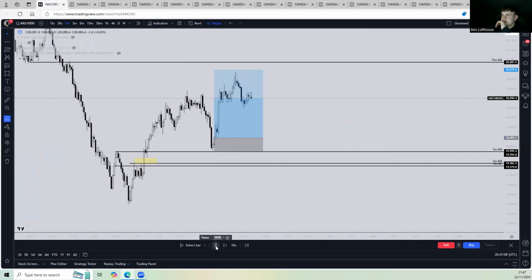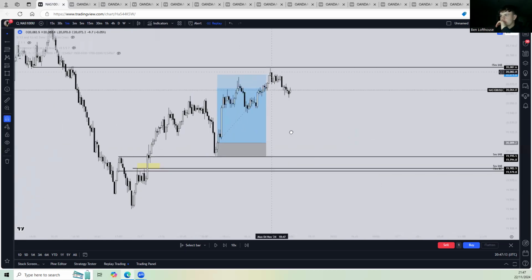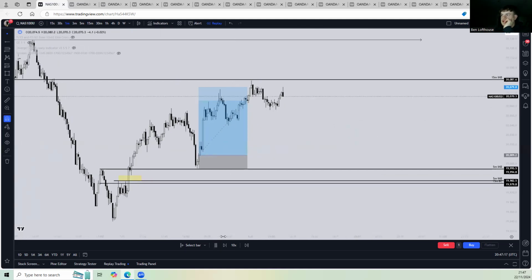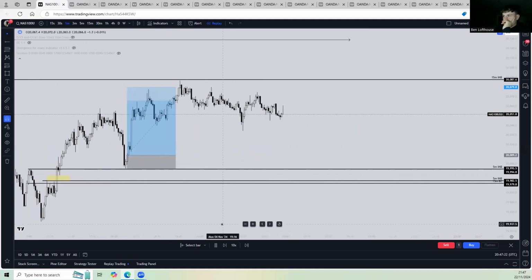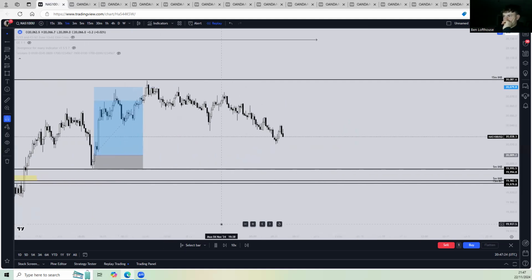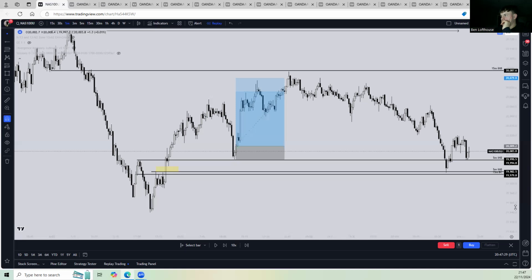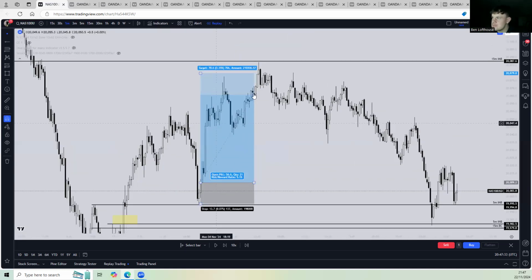So, we can see there, it goes up to that 15-minute imbalance, touches it, and see if it keeps going up. So, that is exactly why you always take your profit, and 1 to 5 is 5% at 1% risk, which is more than adequate.